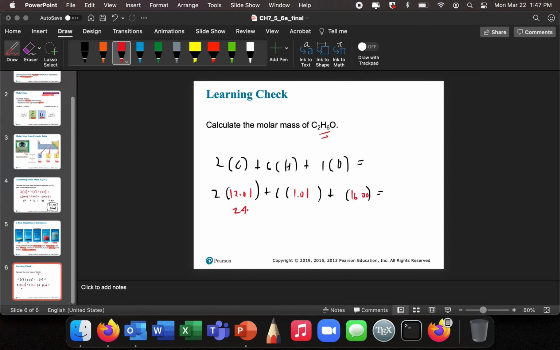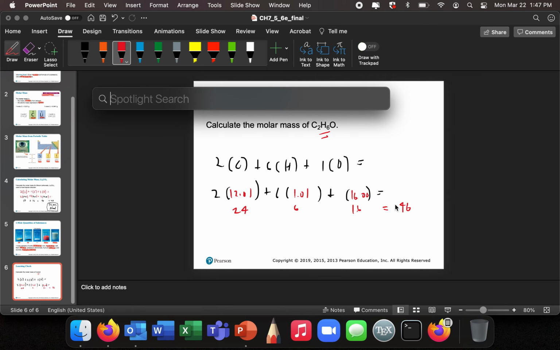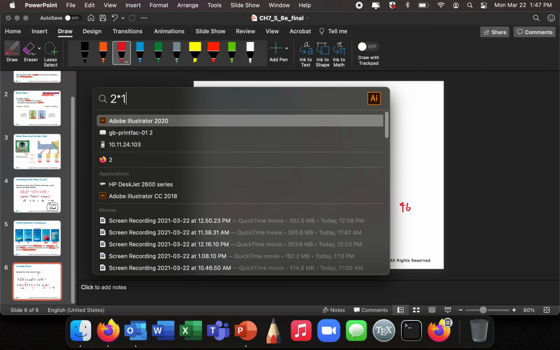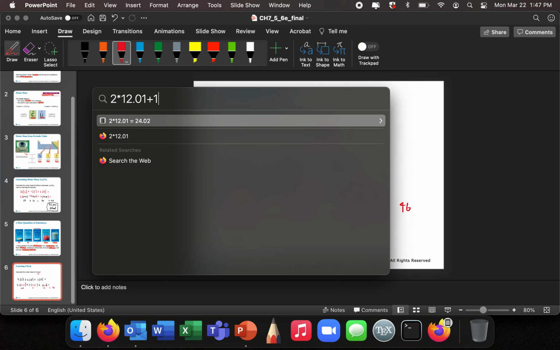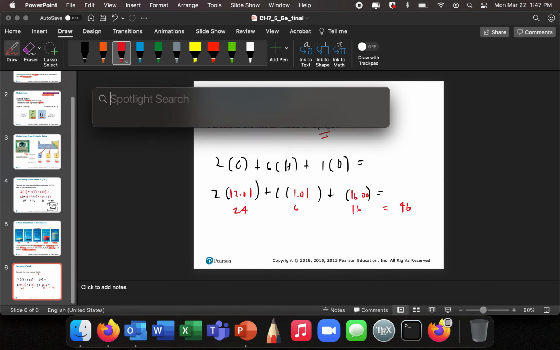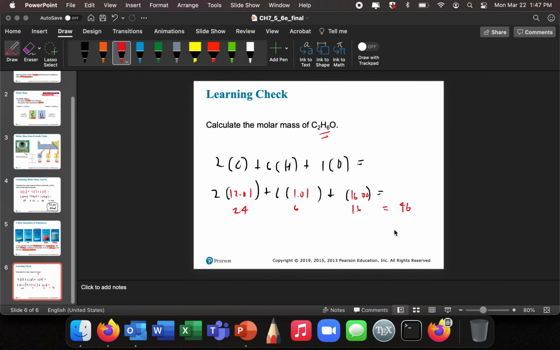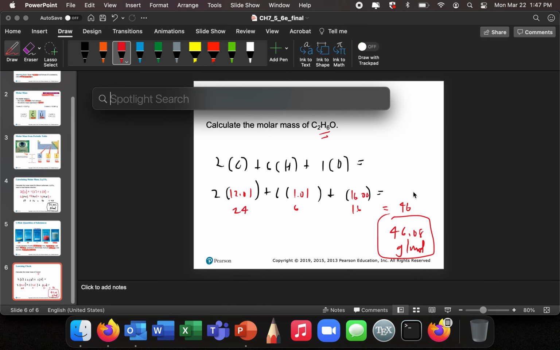2 times 12 is 24. Plus 6 times 1 is 6. Plus 16. 24 plus 16 is 40. This ought to be about 46. Right? About 46. So let's do it in our calculator now. 2 times 12.01 plus 6 times 1.01 plus 16 is 46.08. Perfect. 46.08 grams per mole.